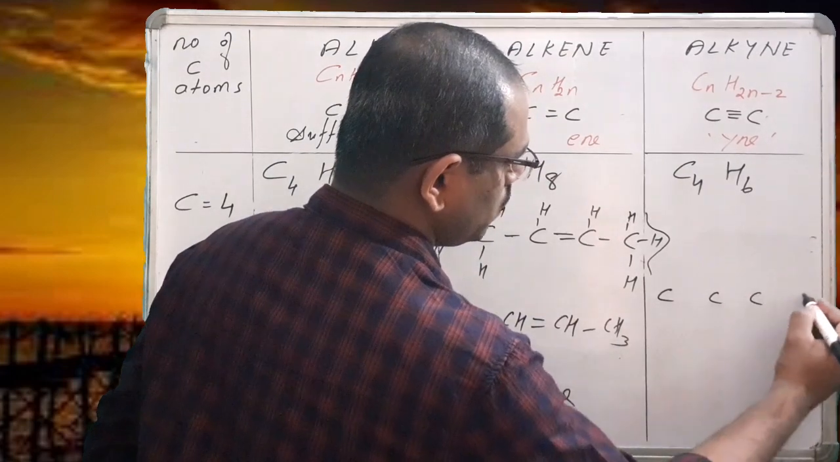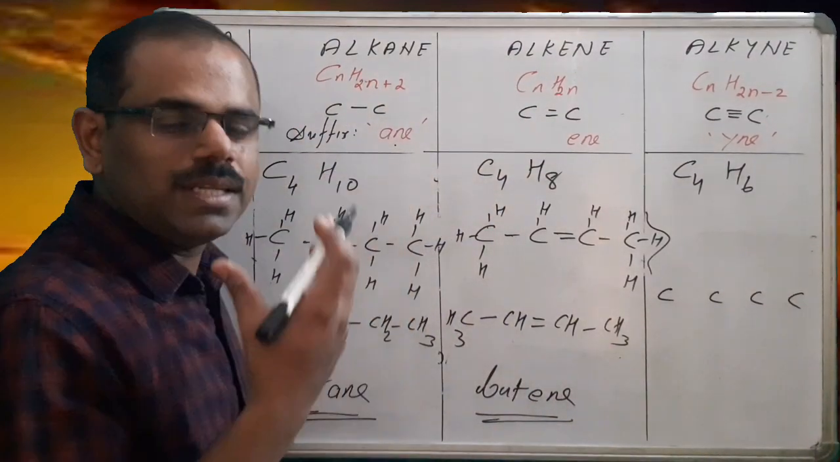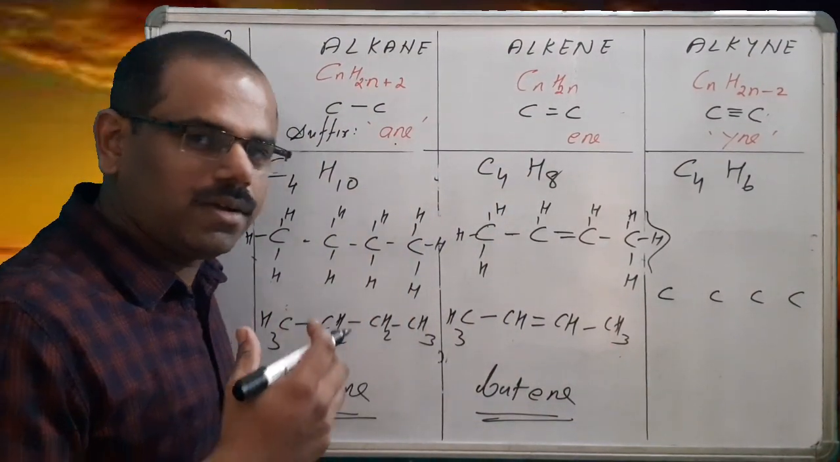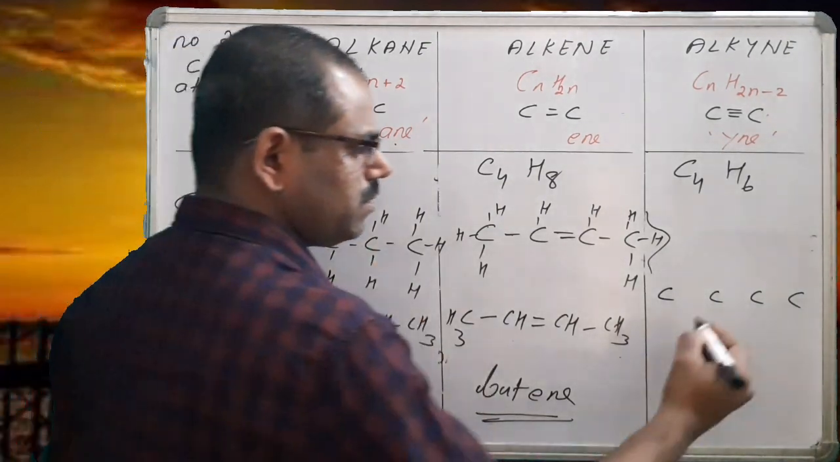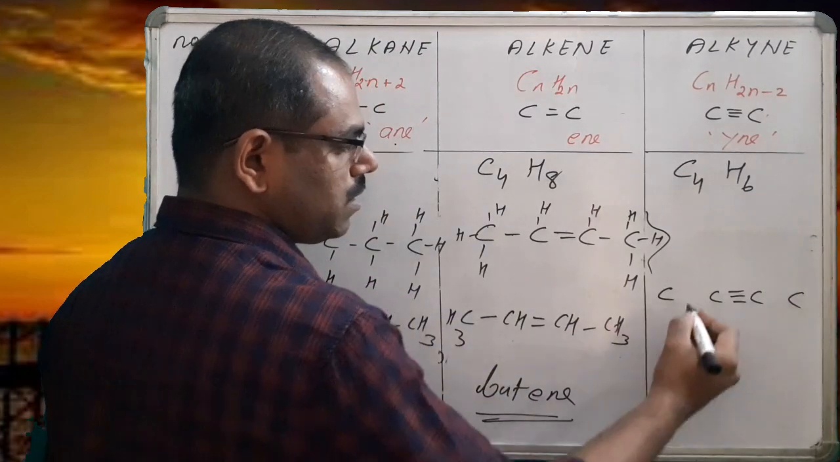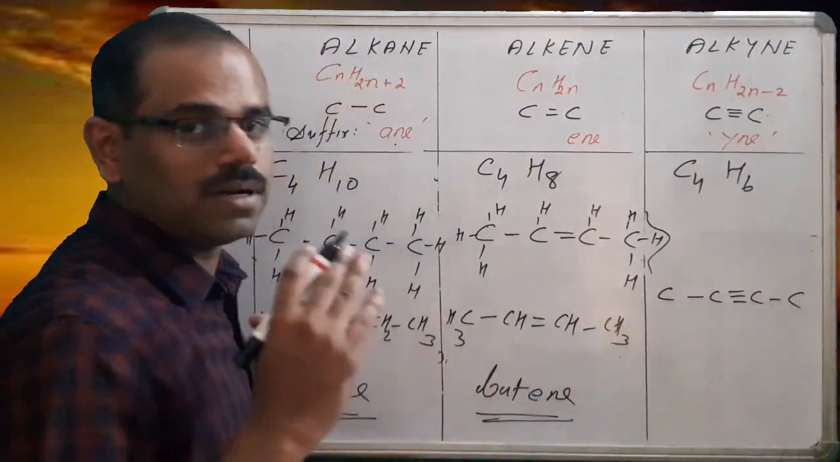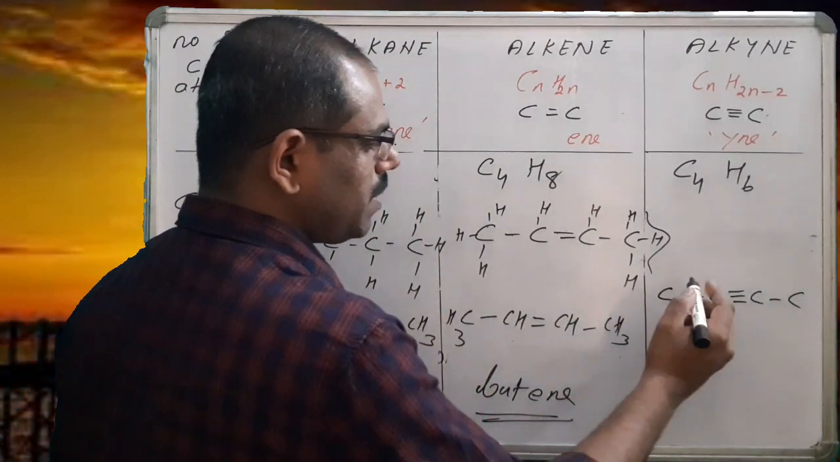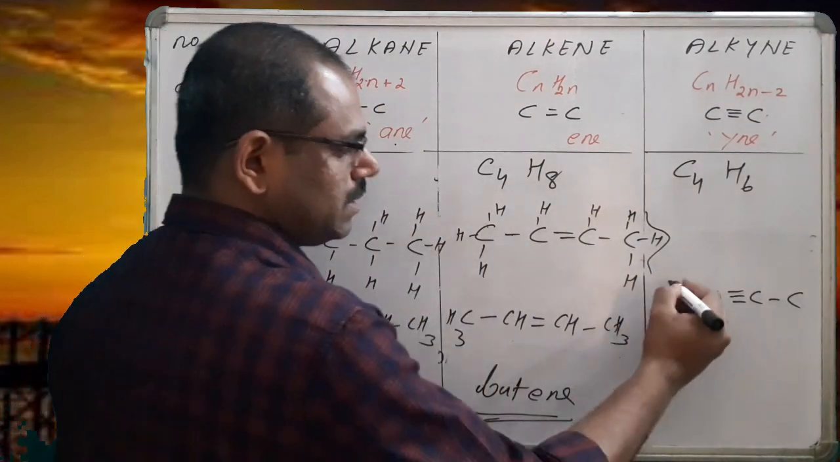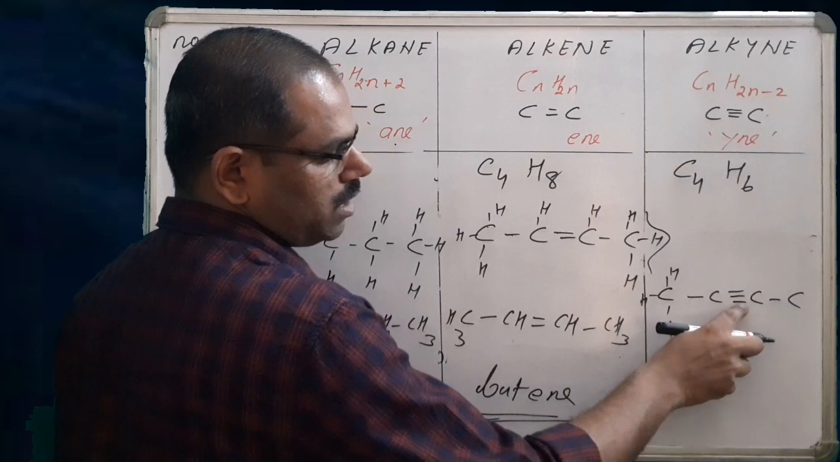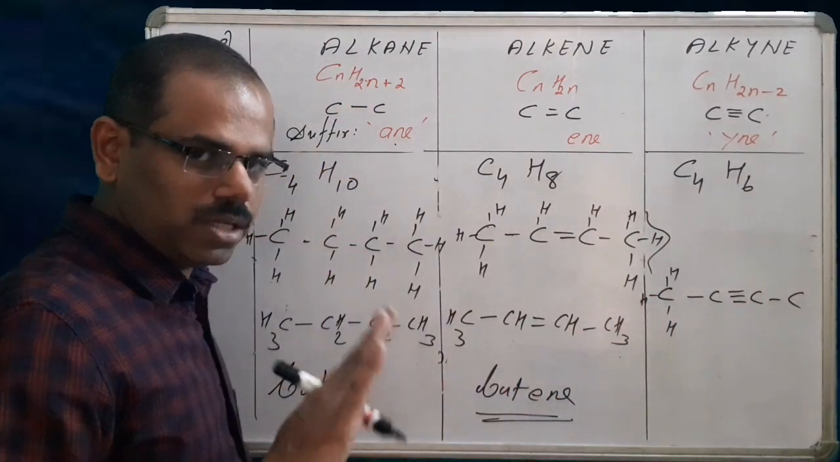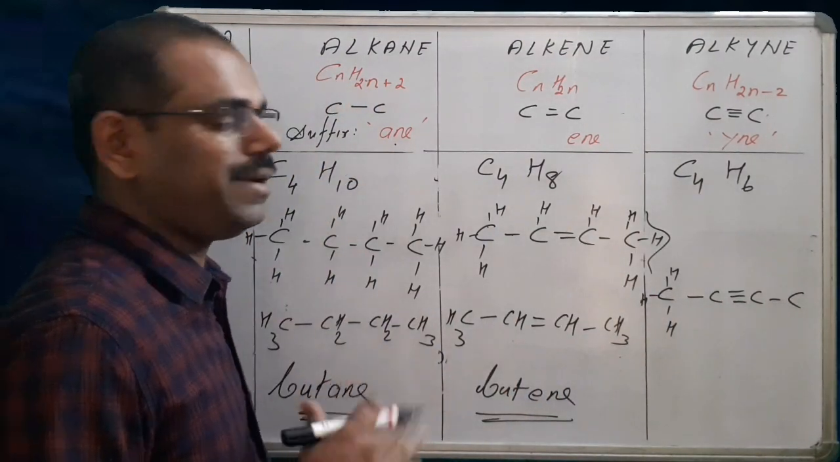1, 2, 3, 4. In between any 2 carbon, we use what? Triple bond. So here we use triple bond. The rest, all the places, only single bond. First carbon, first bond is over. Second bond, third bond, fourth bond. Here you see 3 plus 1, 4 bonds already over. So you don't add any hydrogen there.